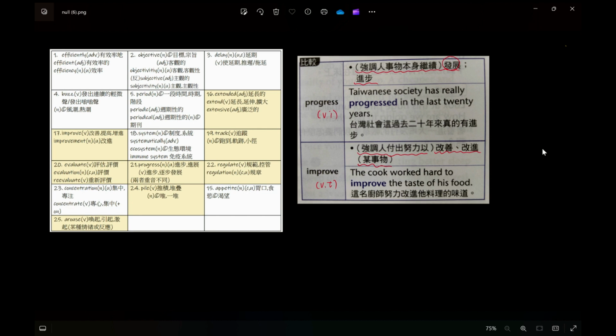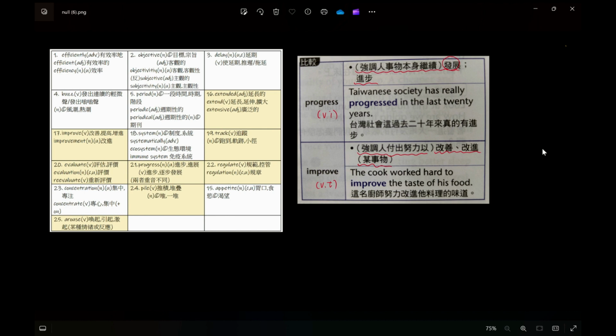Now let's take a look at the comparison between progress and improve. When you progress, you're talking about the moving forward, the advancement of a person or of something, especially an organization. Like Taiwanese society has really progressed in the last 20 years. Okay, has changed drastically, has moved ahead, has advanced in the last 20 years, which means if you compare the two societies, the society that was 20 years ago and the society that is now, they are very different. You can see a lot of differences.